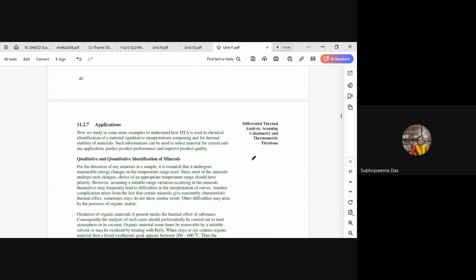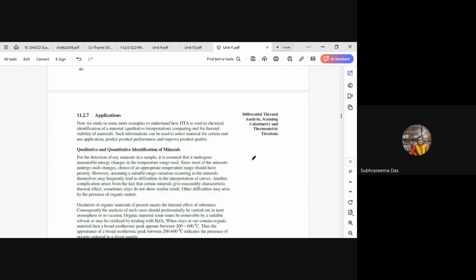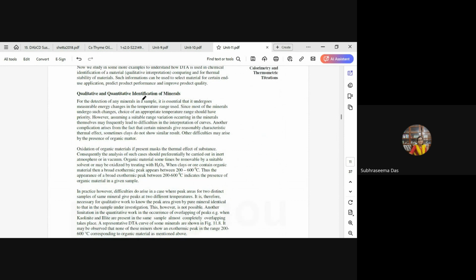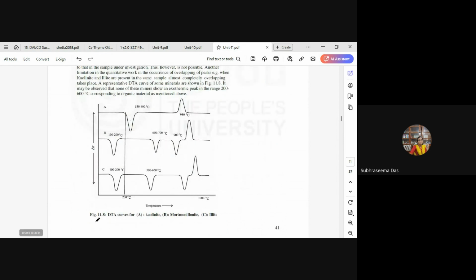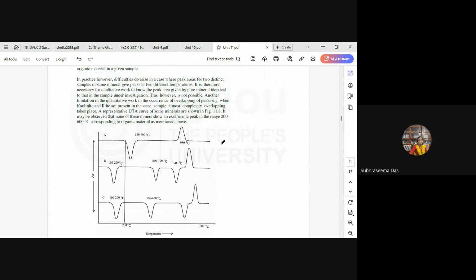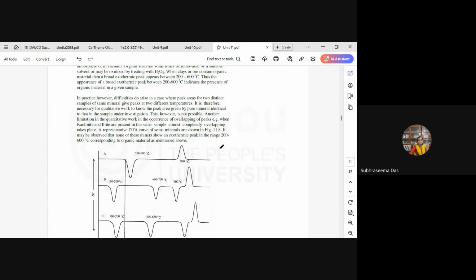Then various applications of DTA. It has been used in qualitative and quantitative identification of minerals, like oxidation of organic materials. Here we can see DTA curves for kaolinite, montmorillonite, and illite. Three different types with three different temperatures. The exothermic and endothermic processes are different. So in this way we can understand how to identify the different types of elements that are present in a mixture.